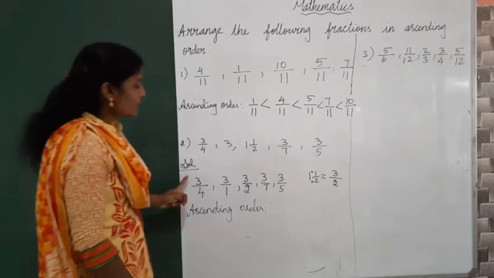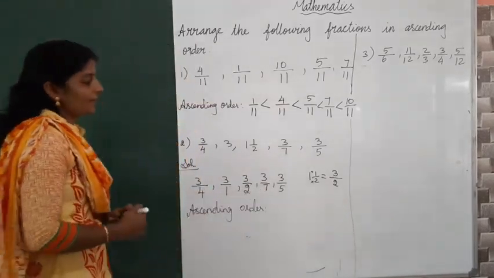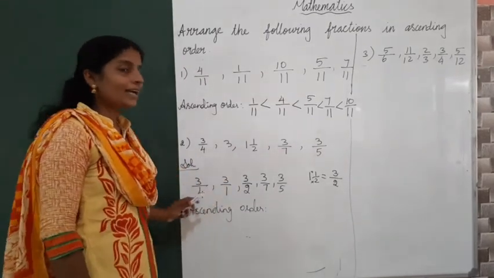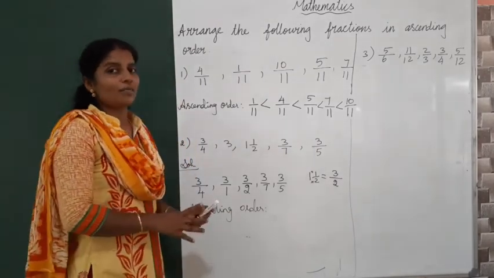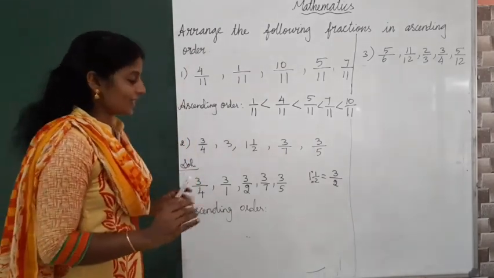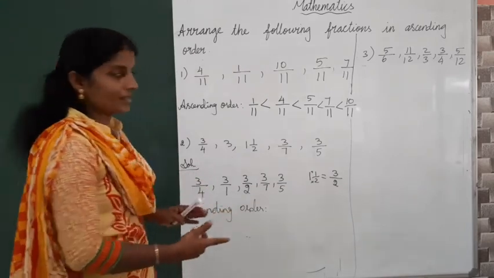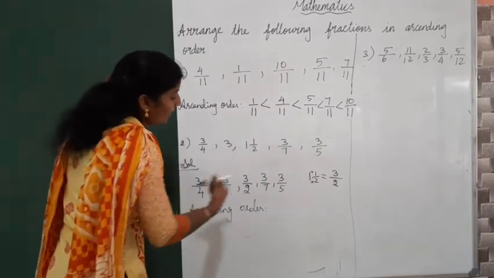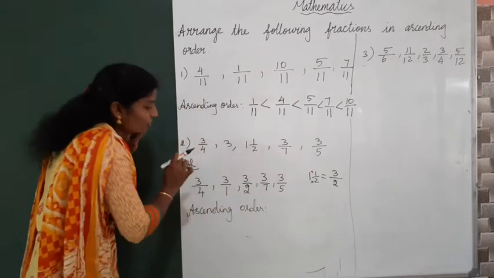Listen here, same numerator, different denominator. Same numerator, different denominator means we can compare the denominators: which denominator is small, that fraction is greater, isn't it? Now ascending order means small to big, isn't it? Small to big. So which is big, that is small. Which is big, that is small.